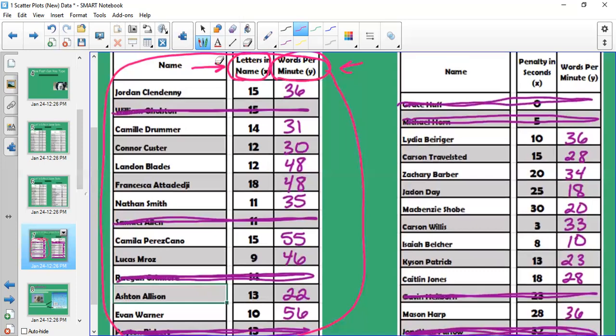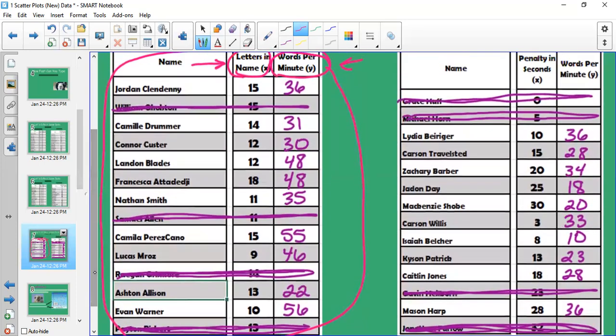The left side of the classroom had a little bit different data because we wanted 2 different scatter plots. There are 2 sets of data. The first one is their penalty. So I gave some of them penalties. In other words, they had to wait so many seconds before they could start their typing test. So like Lydia here had to wait 10 seconds before she could start testing, versus Mackenzie had to wait 30 seconds before she could start her typing test. And so we were trying to see if their penalty, how many seconds penalty they had, affected how fast they could type.